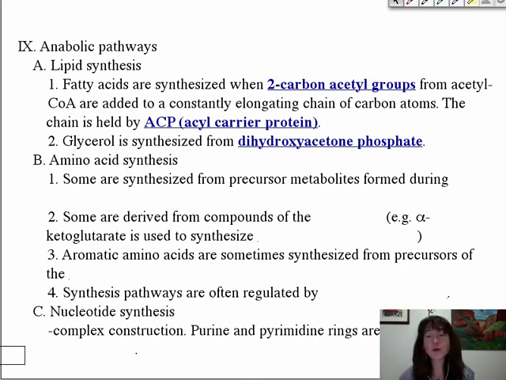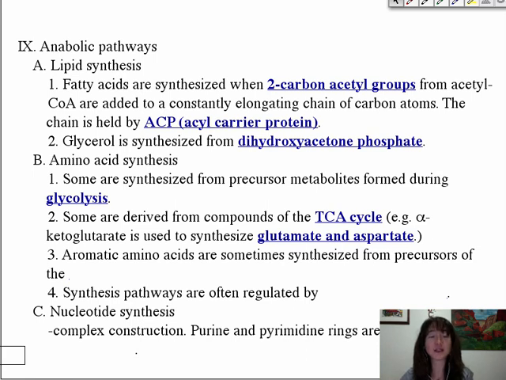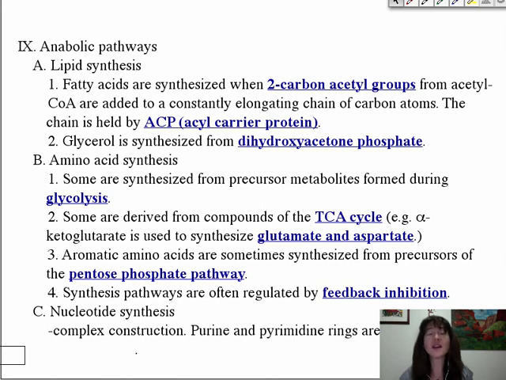So amino acid synthesis, we recognize that some of those come from glycolysis, some of those intermediates from TCA can be used as precursor metabolites, right, to build and synthesize things like glutamate and aspartate. The pentose phosphate pathway is also giving a lot of precursor metabolites to biosynthesis. We mentioned that aromatic amino acids are made from a lot of the intermediates of pentose phosphate. Synthesis pathways are often regulated, and not surprisingly, by feedback inhibition. So if far too much of the amino acid glutamate has been made, it's likely to feedback inhibit the biosynthetic enzymes early in the pathway.